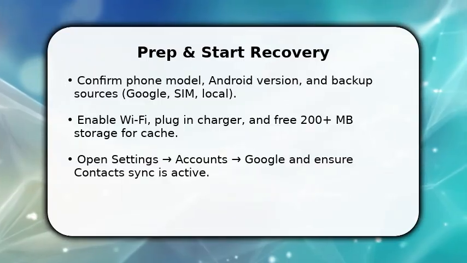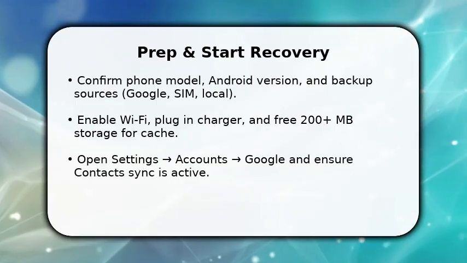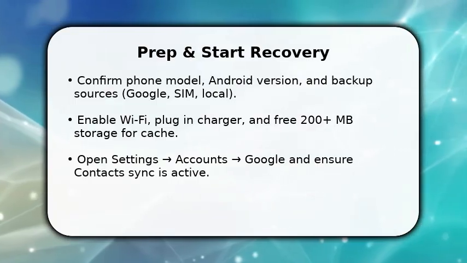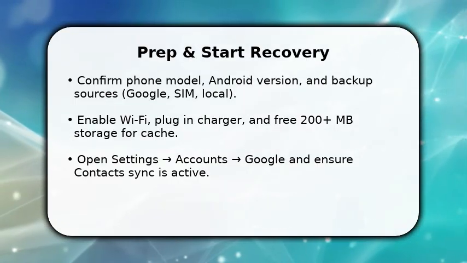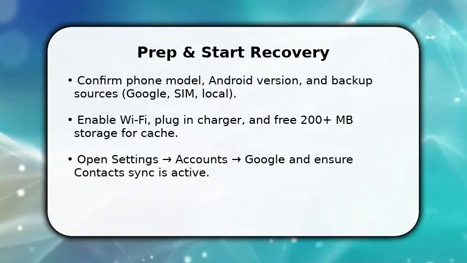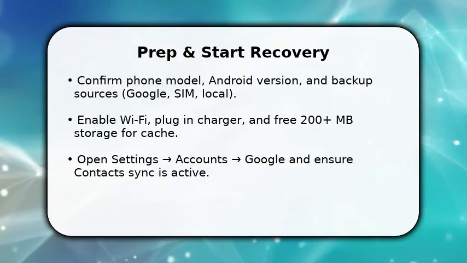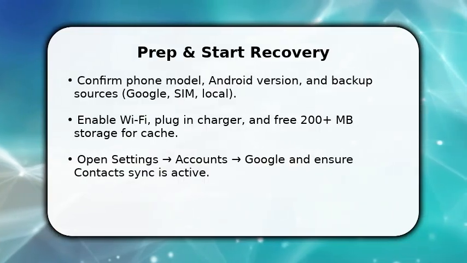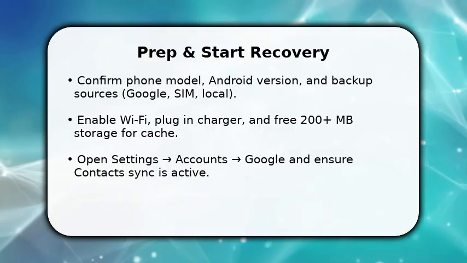You begin by checking prerequisites and taking action now. Confirm your Android model and which backup sources exist, like Google account, SIM, or local export. Next, enable Wi-Fi and plug the phone into power so processes won't be interrupted. Make sure you have at least 200 MB free for temporary cache.